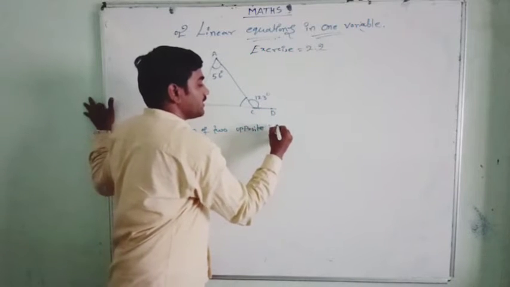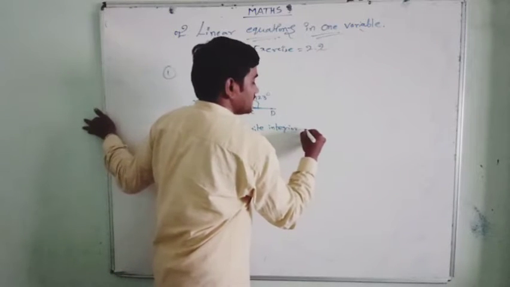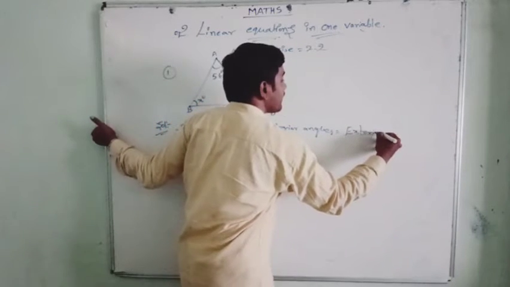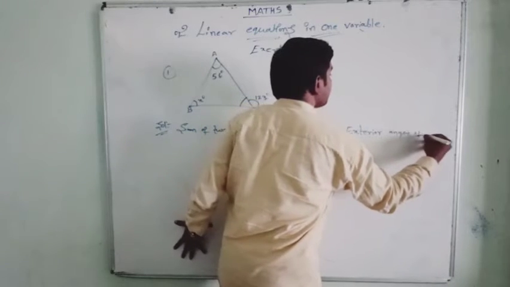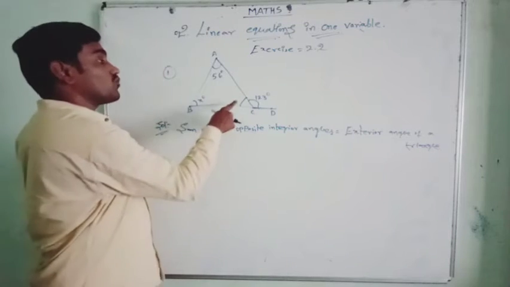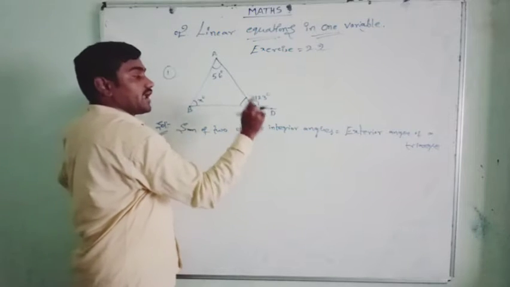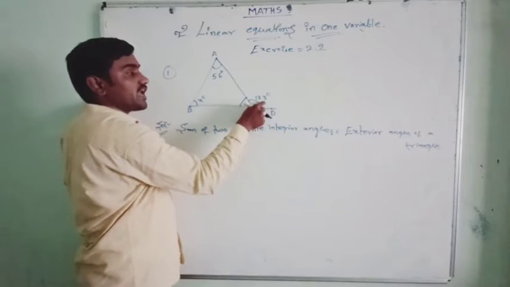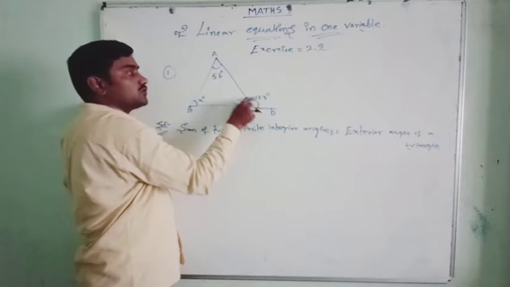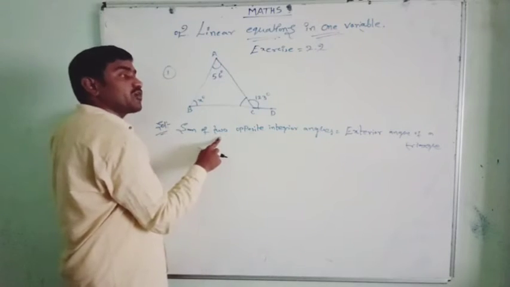the exterior angle of a triangle. That means the sum of two opposite interior angles of a triangle is equal to the exterior angle. This exterior angle is equal to the sum of these opposite interior angles. The exterior angle is this, the opposite angles are these two, and the sum of these two angles is equal to this exterior angle. This is one of the properties of a triangle.